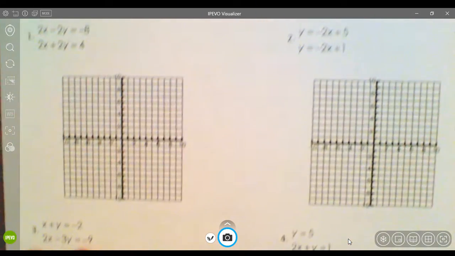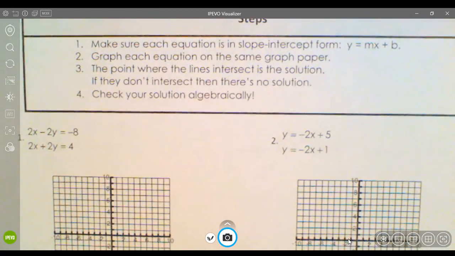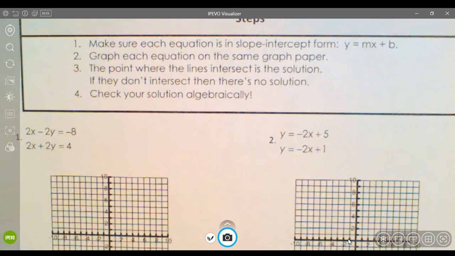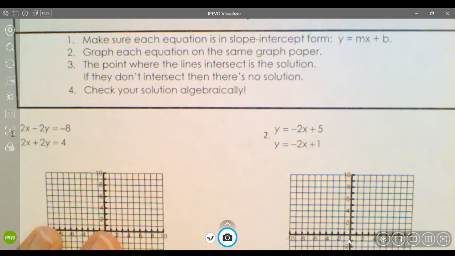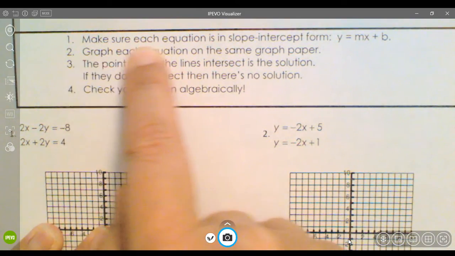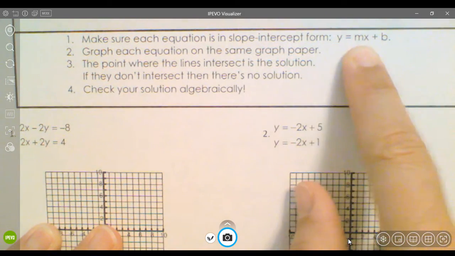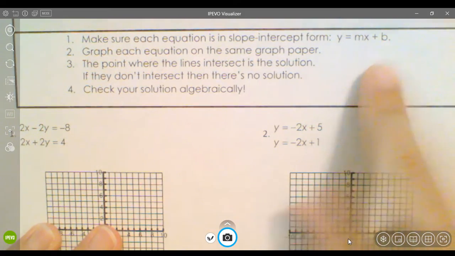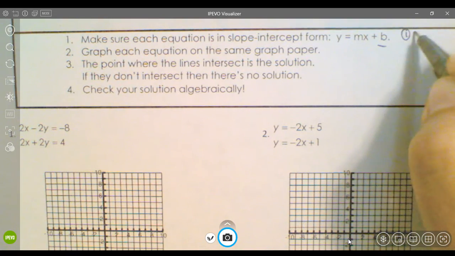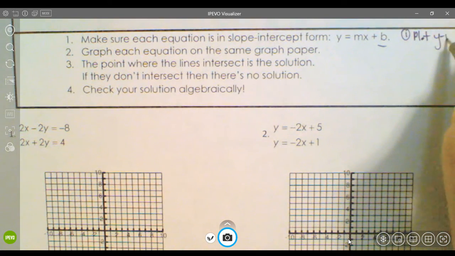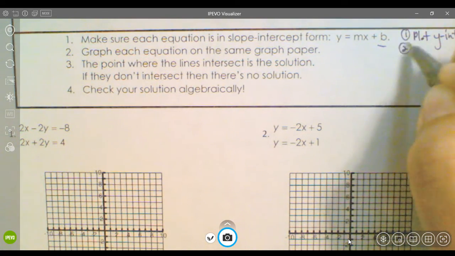And I'm going to do this a little crazy. I'm going to go over the steps with you, and then we'll go through in a different order. Whenever you solve by graphing, since I never discussed the intercepts method with y'all, you will want to make sure each equation is in slope-intercept form, y equals mx plus b. So remember, that's your y-intercept. So you'll plot the y-intercept, and then you'll rise and run.